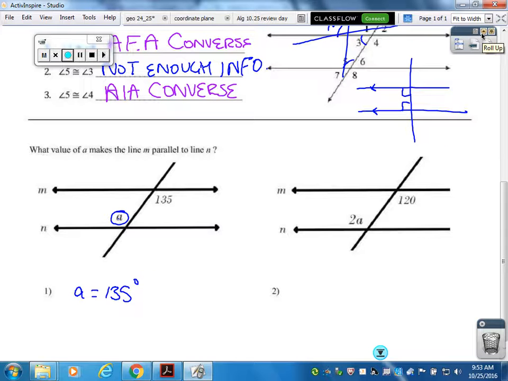In the next example, again, these two angles must be congruent in order for the lines to be parallel. So 2a must equal 120. But the question asks for the value of a, so let's simplify here. Division property of equality on both sides, a equals 60. Alright.